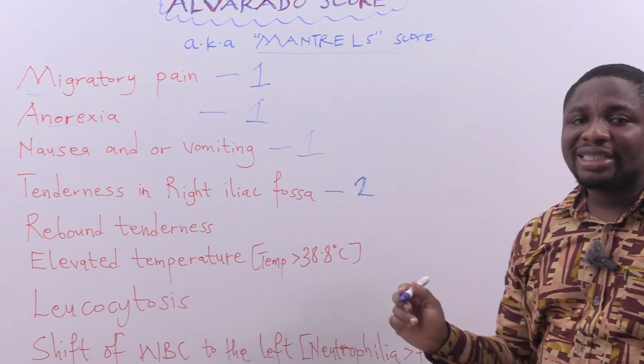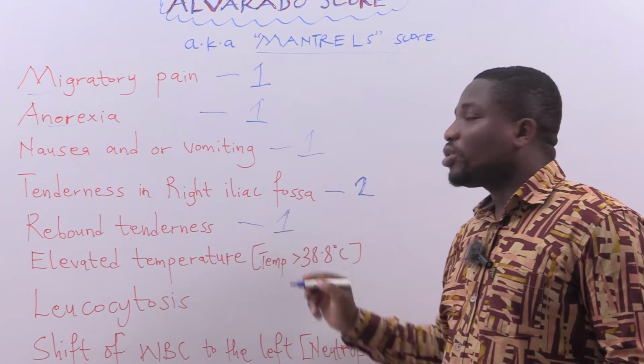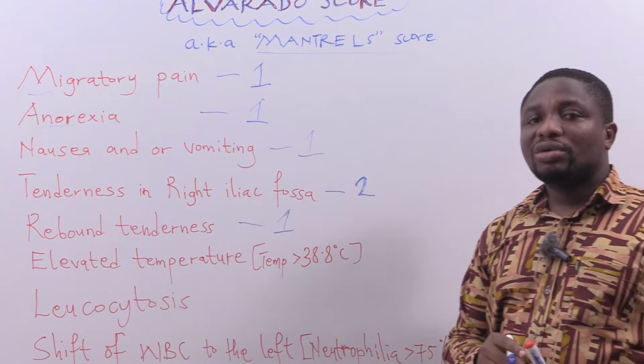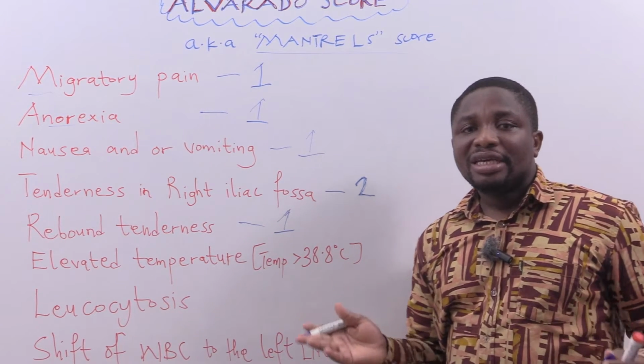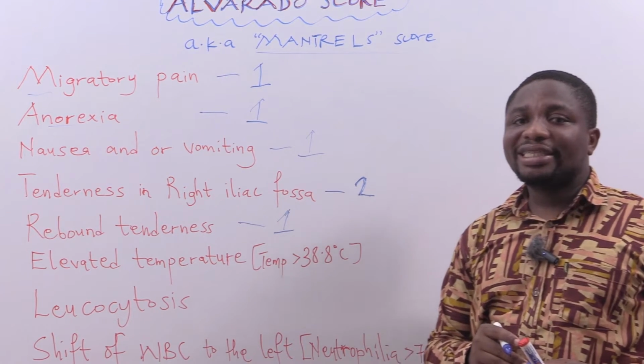That is going to be the Bloomberg sign. If it is present, we give a score of 1, because this is not only peculiar to acute appendicitis. It can be found in other conditions, not only in acute appendicitis.